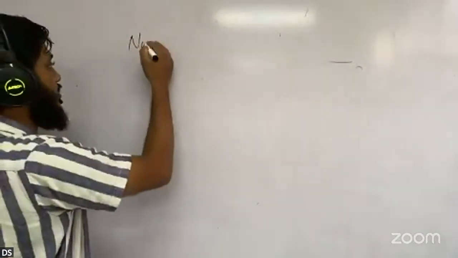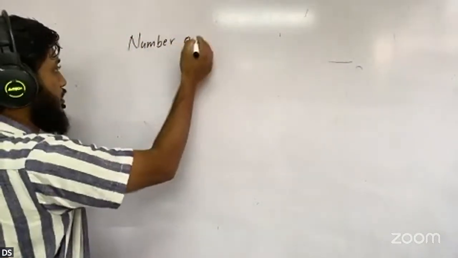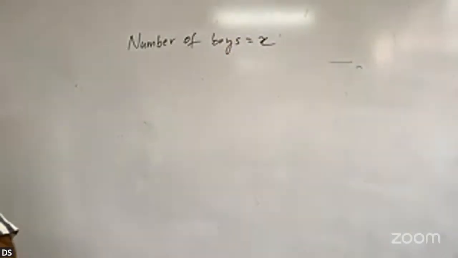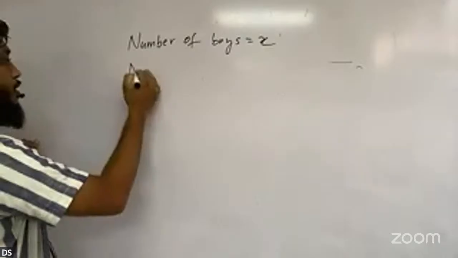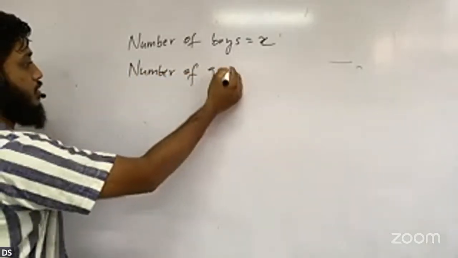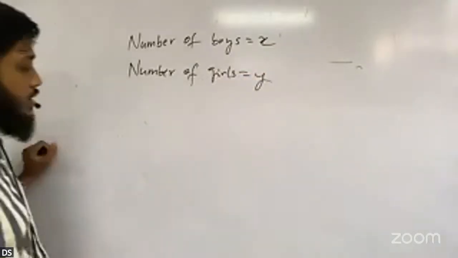In this problem, what is X? Number of boys. So what should you write? Number of boys is X. The other one, number of girls. What is the number of girls? Yeah, number of girls is Y.